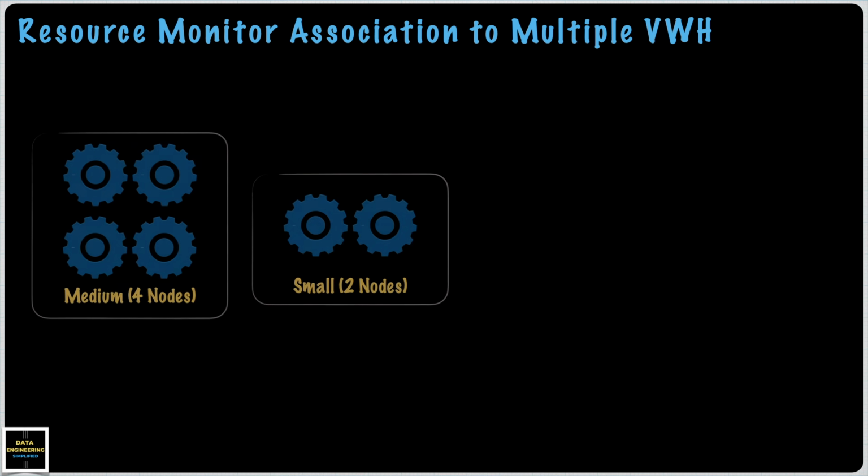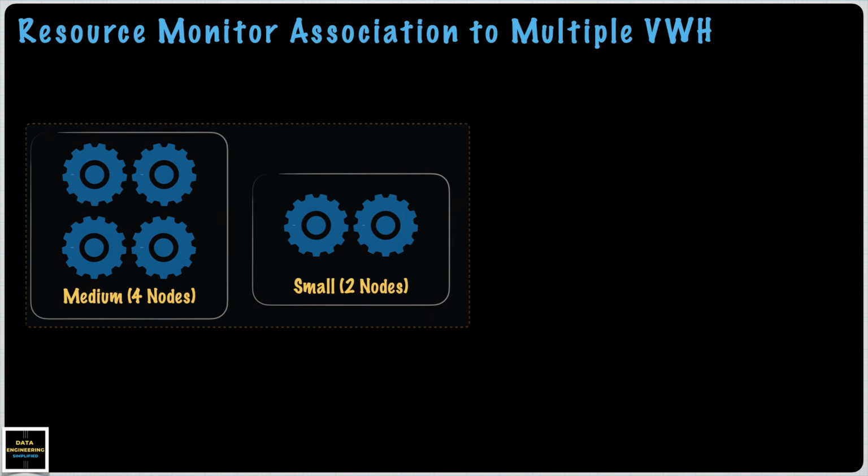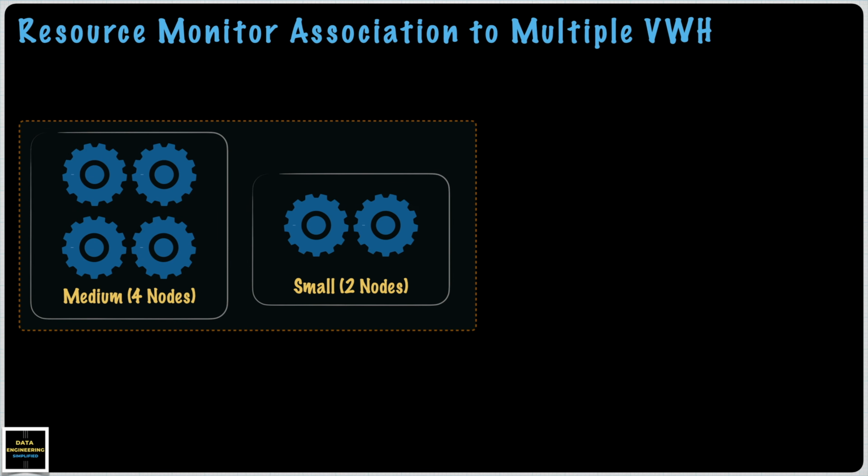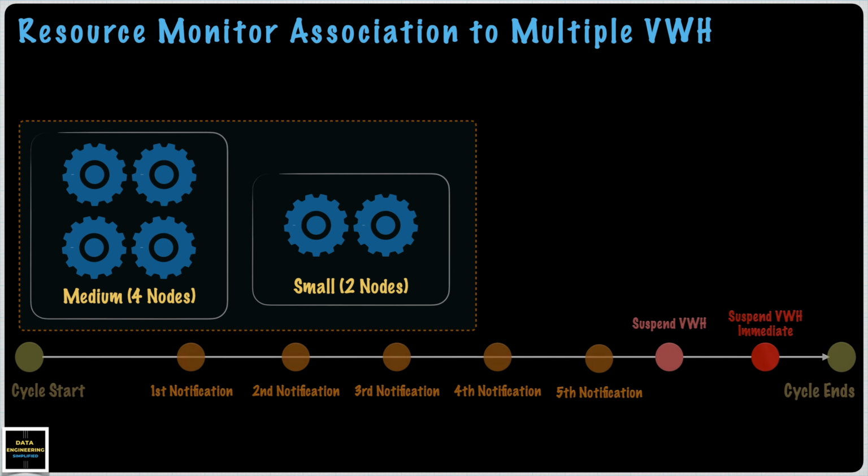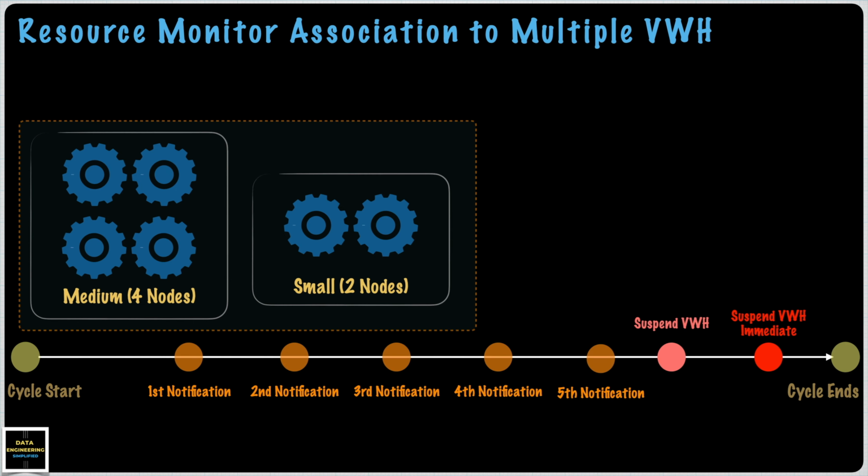If you have multiple virtual warehouses for a specific project or for a specific work stream, you can associate a resource monitor to multiple virtual warehouses. In this example, before it triggers any action, it combines the credit usage by both the virtual warehouses. One is medium and one is small. And if it finds the combined credit usage by both the virtual warehouses is more than the specified limit, it will trigger those actions accordingly, like notifications or a suspend or immediate suspend. And by this action, it will try to control the excessive usage of compute resources jointly and keep the compute usage within the specified budget.